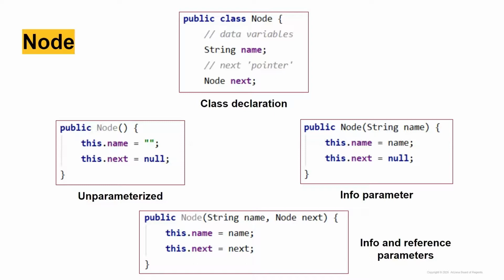And then down here on the bottom, we have the constructor which accepts both information and the next object reference as parameters. And again, following suit, we're setting this dot name equals to name, this dot next equals to next, name and next being the parameters that were passed in. And so now we have the same node object that we've created in the last two, but now we just have that name and that next node reference to fill in.